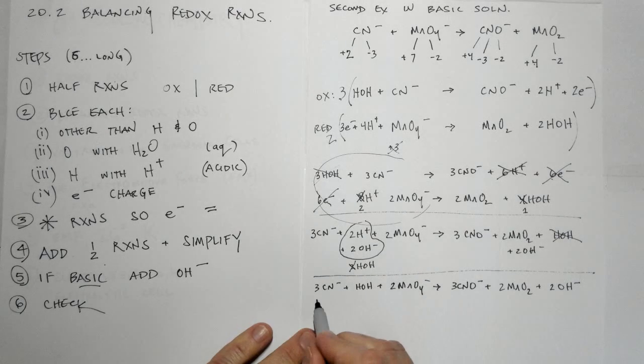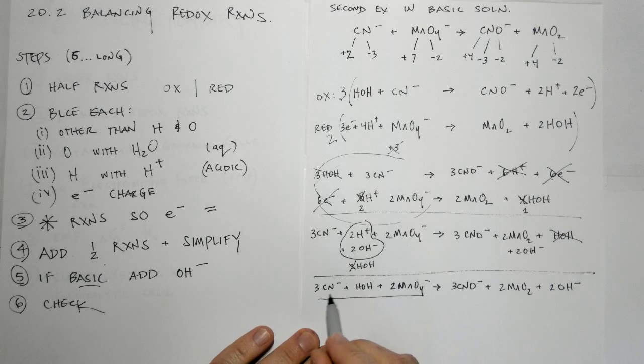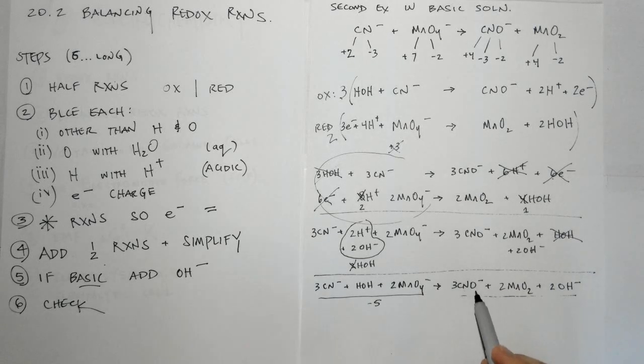Now let's check it for charge. On this side, I have 3 negative plus 2 negative, or negative 5 total. And on this side, I have 3 negative and 2 negative, or negative 5. It's balanced for charge as well.